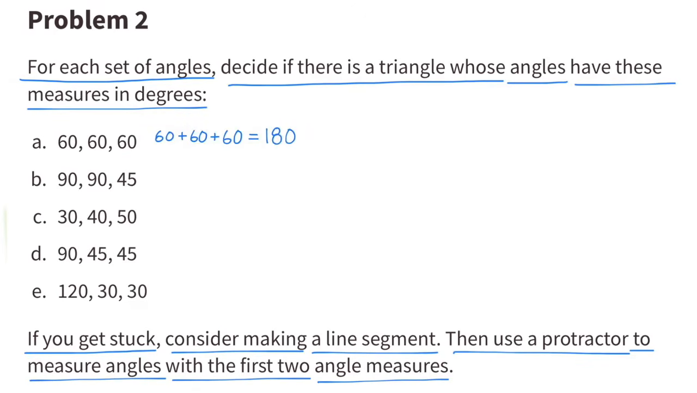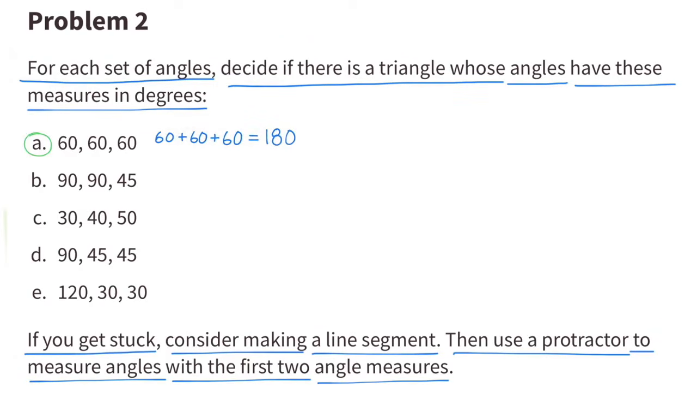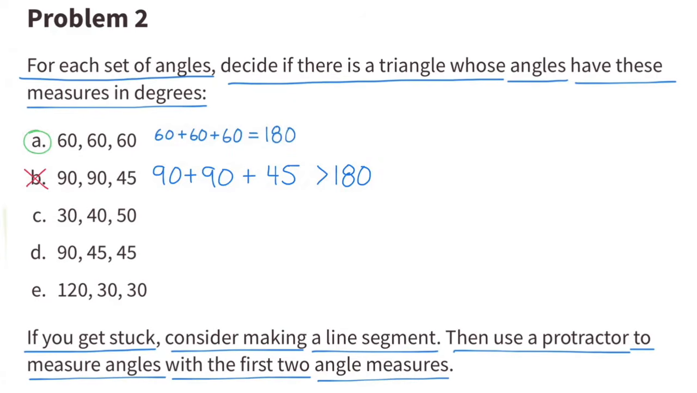A. 60 degrees, 60 degrees, and 60 degrees. Well, 60 plus 60 plus 60 equals 180 degrees. So the answer would be yes. B. 90 degrees, 90 degrees, and 45 degrees. 90 plus 90 plus 45 is greater than 180 degrees, so this would be no.